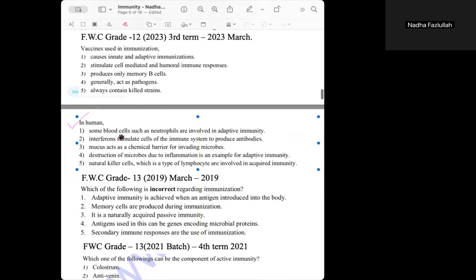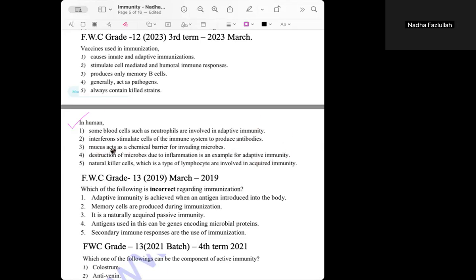In human, some blood cells such as neutrophils are involved in adaptive immunity. Is neutrophil involved in adaptive immunity? Neutrophil is a type of phagocytic cell. It is involved in innate immunity. Let's look at the other options because you don't know about adaptive immunity yet. Interferons stimulate cells of the immune system to produce antibodies. What do interferons do? Interferons diffuse into the uninfected body cells, and they produce antiviral proteins and inhibit the viral replication among these neighboring cells. So are they responsible for producing antibodies? Did you learn anything like that?